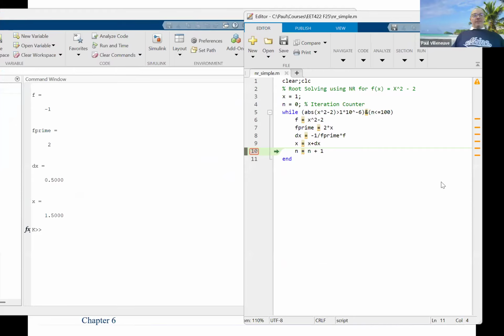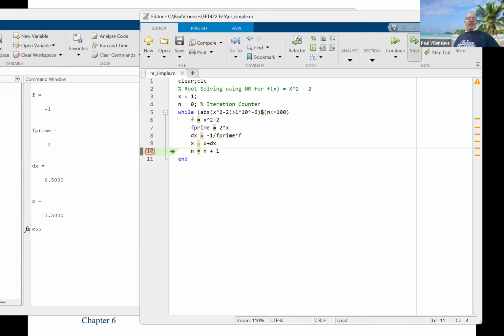All right, so first iteration. F we said is equal to -1. F prime, 2. My delta x is equal to 0.5. And now I've gone through and said, you know what? I'm ready to update my x value. So you can see that my x has gone from 1 to 1.5. Now I'm going to continue and go to my next iteration. So you're going to see that n increases to 1. Then it's going to go back up and do the whole calculation over again.